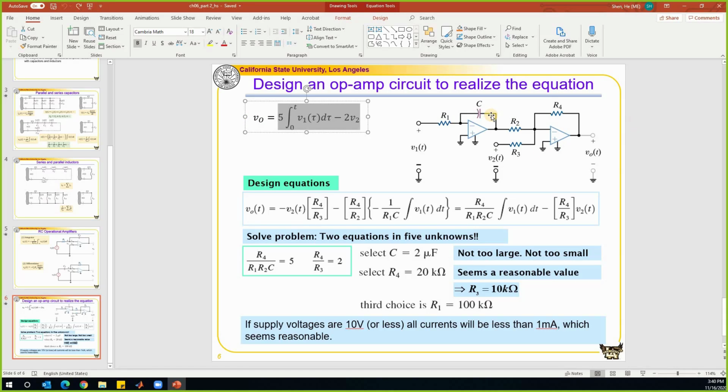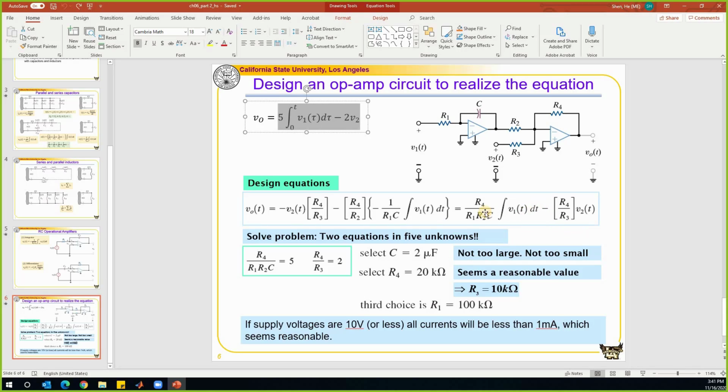Assume that we come up with this initial design, then we can write the design equations. The design equations are from the basic circuit analysis to find the output relationship with the input. After we analyze the circuit, we find the output is equal to some coefficient times V2 with a negative sign minus some coefficient times this. And we simplify it a little bit, it becomes some coefficient times the integration of V1(t) dt minus some coefficient times V2(t). So this is called a design equation.